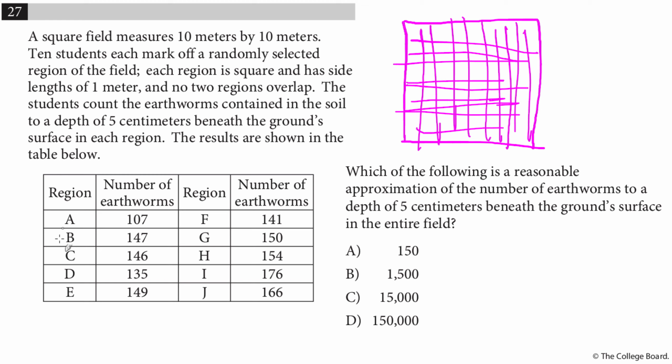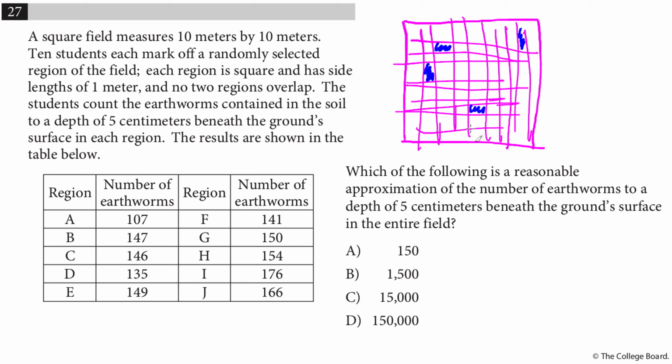And these 10 different students each pick a square. So let's say A checks this square, B checks this square, C checks this square, D checks this square. What we're doing is we're getting a theoretical probability, an example of how we'd expect.